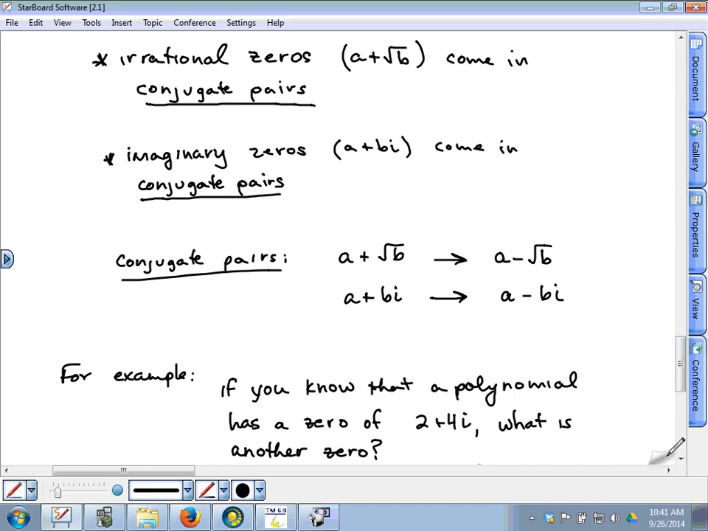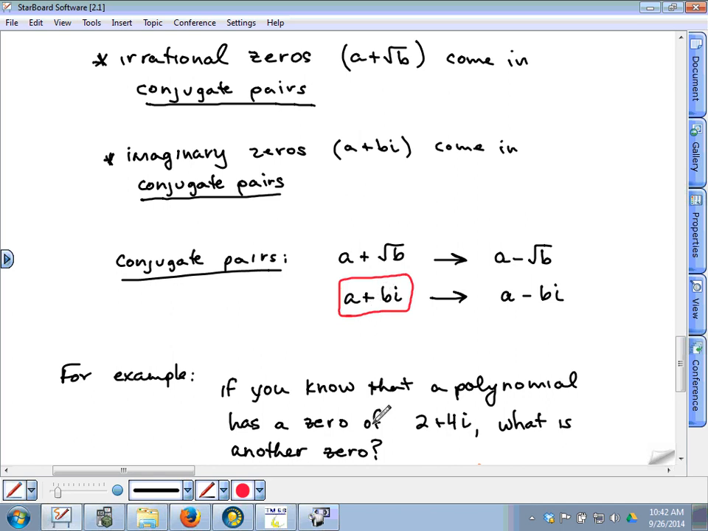The point here is to use the theorem and not the P over Q or any of that synthetic division. Use the conjugate zeros theorem to find another zero. So 2 plus 4i looks a lot like this kind of thing right here, this a plus bi. You're never just going to have one of them. They have to come in a pair.